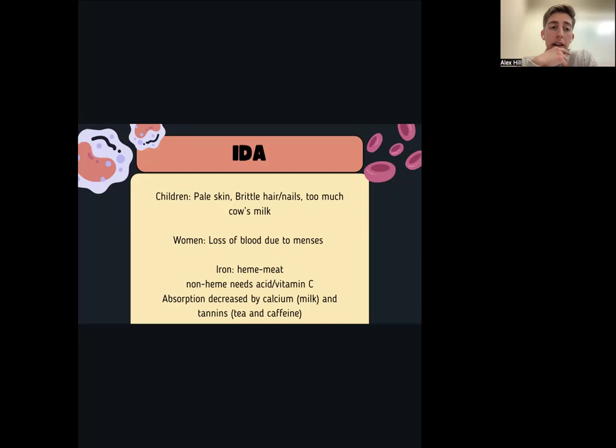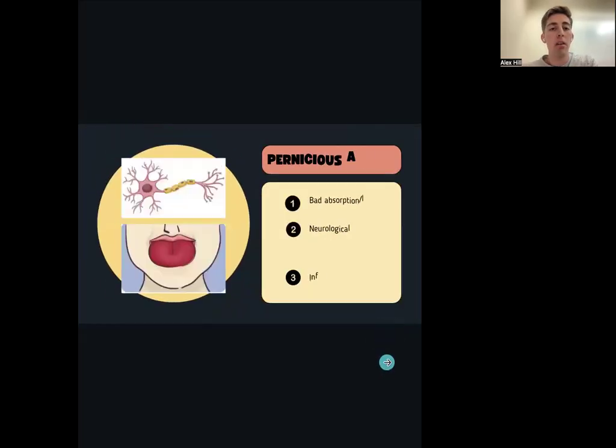And then, heme iron is found in meat, and then non-heme can be found in other foods, but it needs acid or vitamin C in order for it to become heme iron to be used by the body. And absorption is decreased by calcium. So remember milk, that cow's milk, and then tannins, which are tea and coffee, decrease absorption of iron. Okay, so let's talk about a few different anemias.